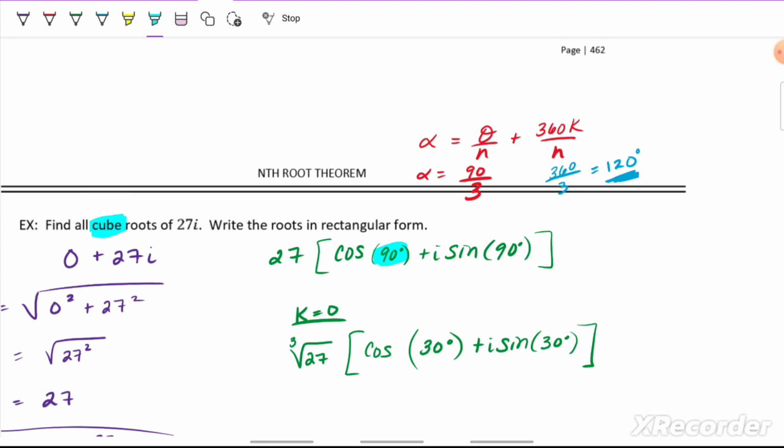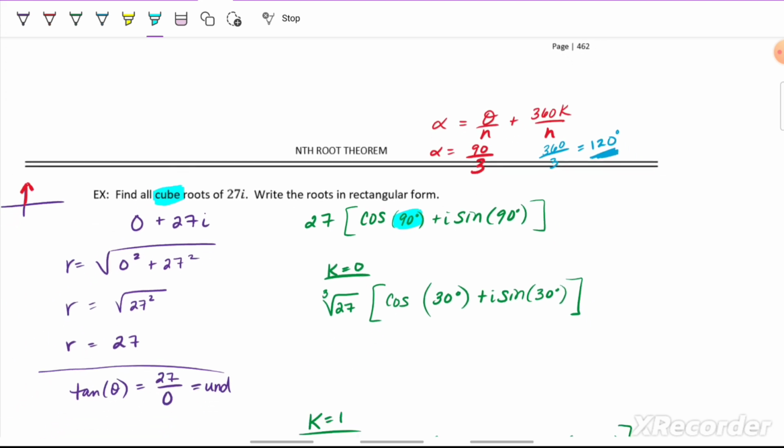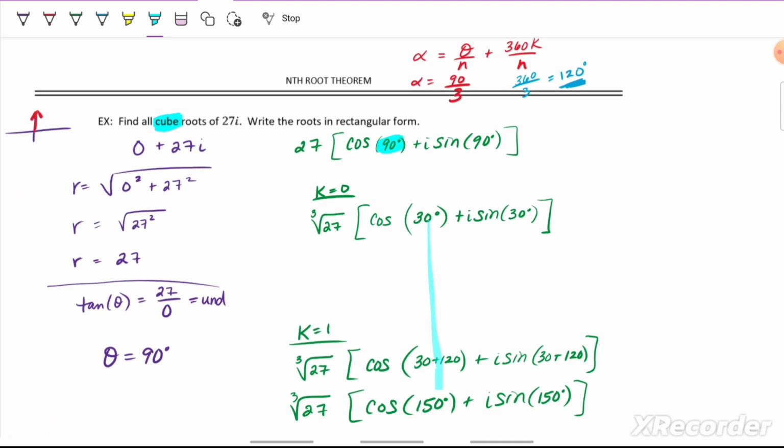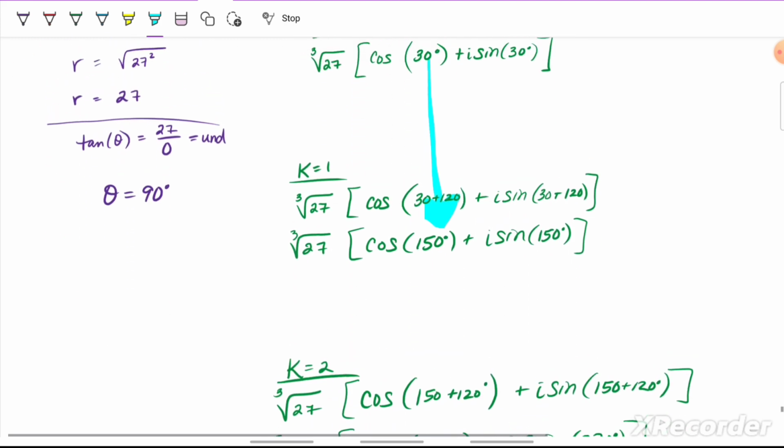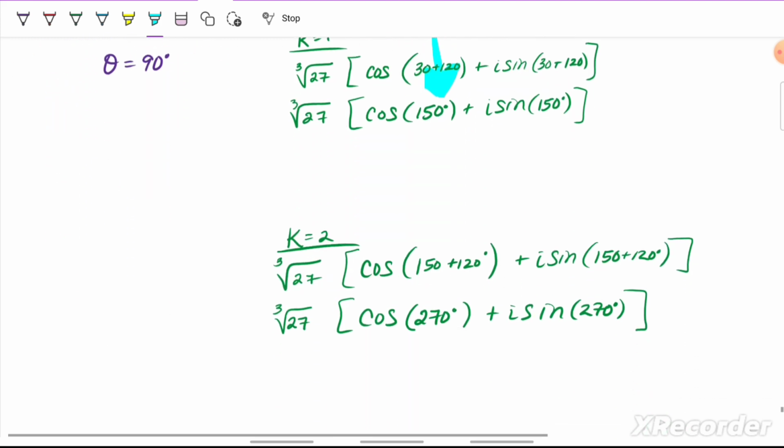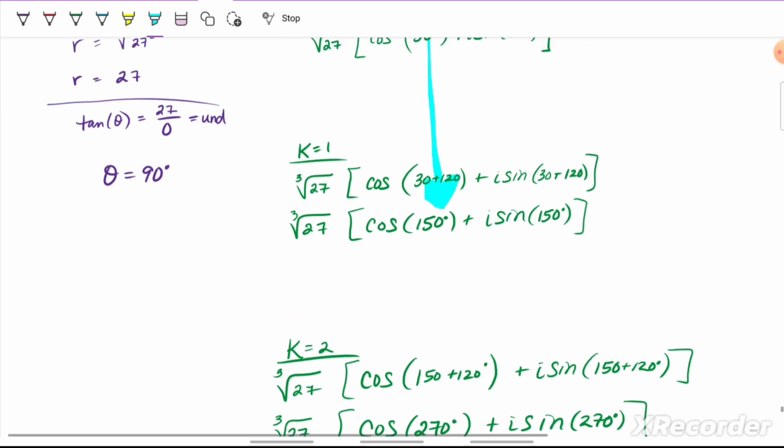Then you simply take 360 degrees and divide it by the number of roots you're getting. So again, divide it by 3, and then you just add it to get your next ones. Adding 120. All right, now we got to finish these up though.